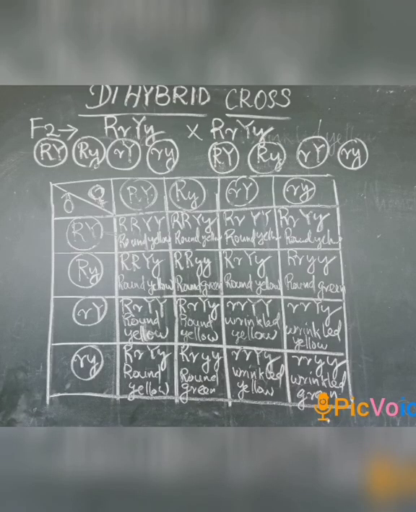So finally you will get this result. So these are the genotypes and phenotypes produced in the dihybrid cross in the F2 generation.